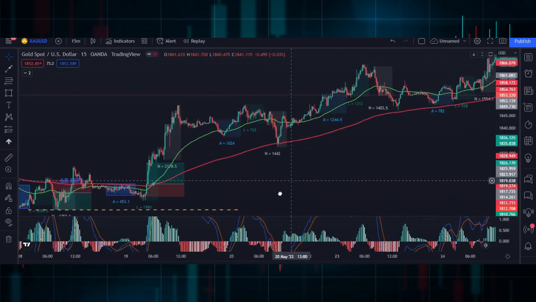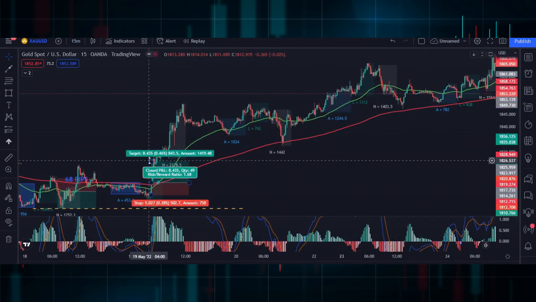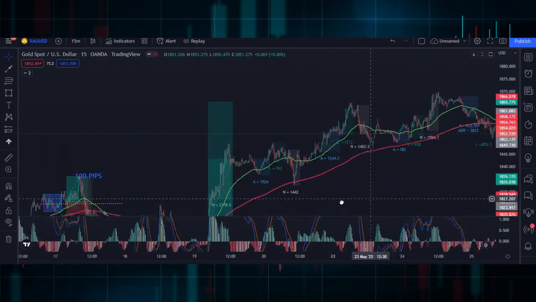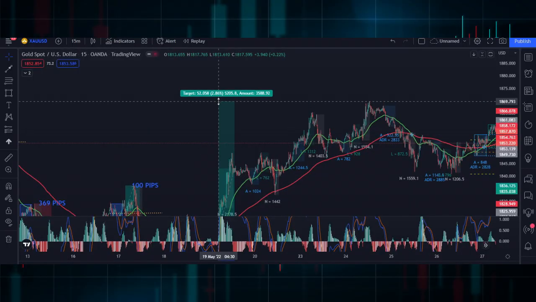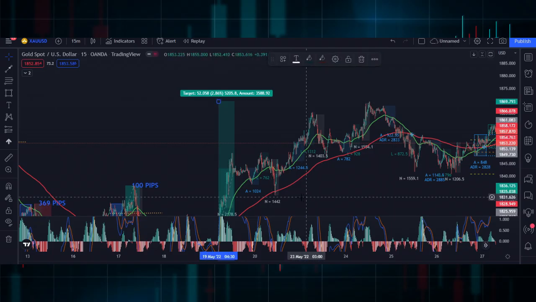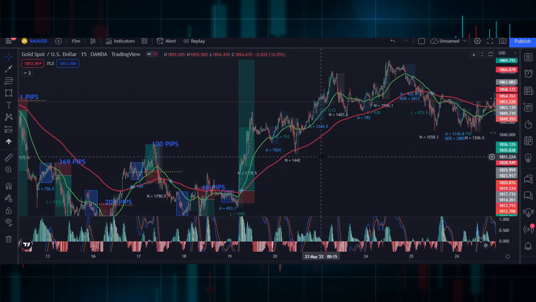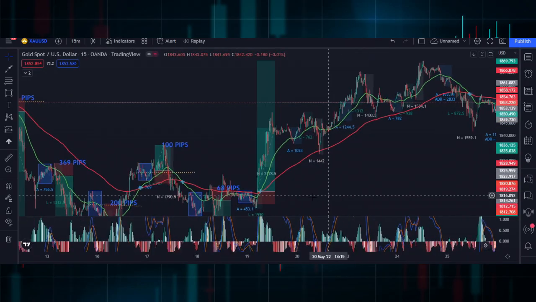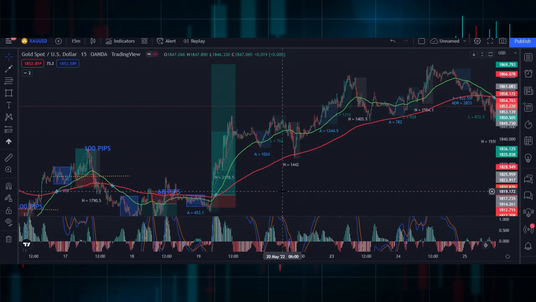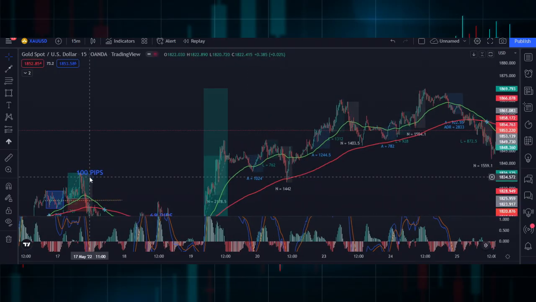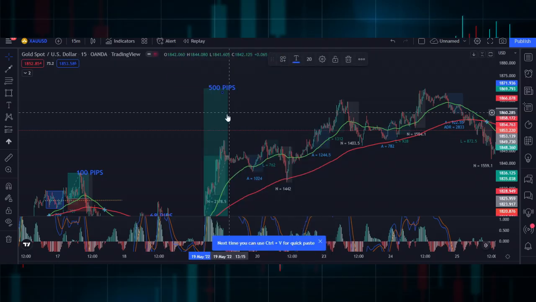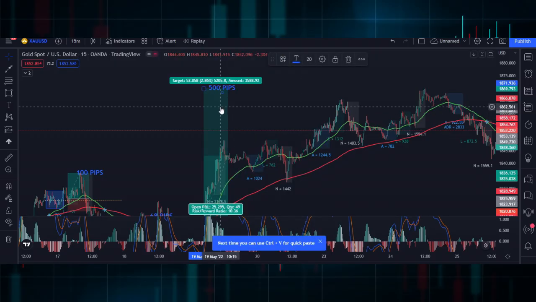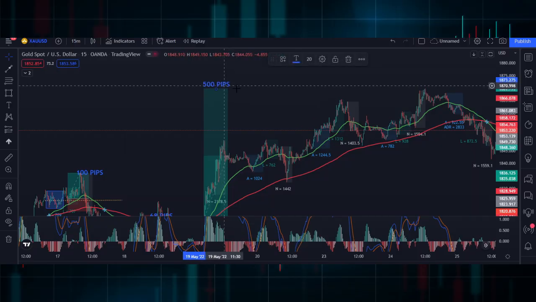And this trade right here went all the way up, for 500 pips within a 4-day period. 500 pips profit. Just mark that down. Which I think is a 1 to 10 risk to reward ratio. Yep, 1 to 10. 500 pips.